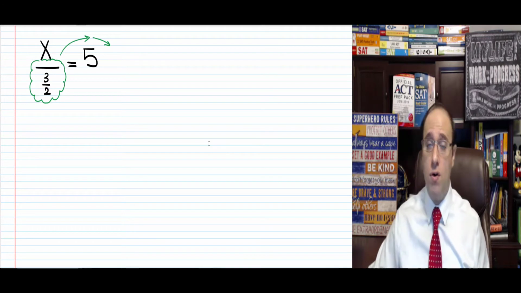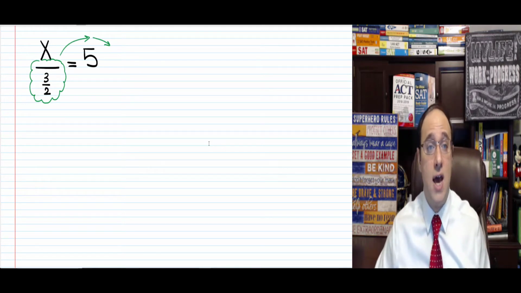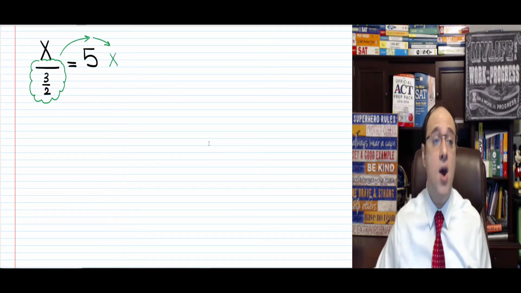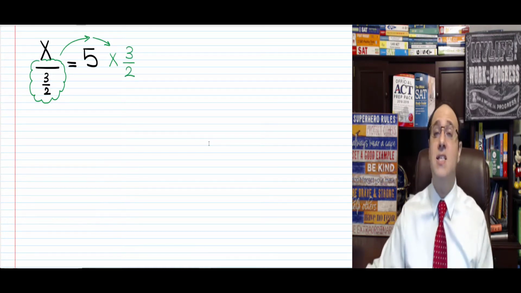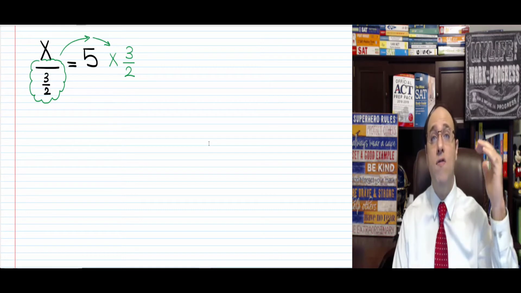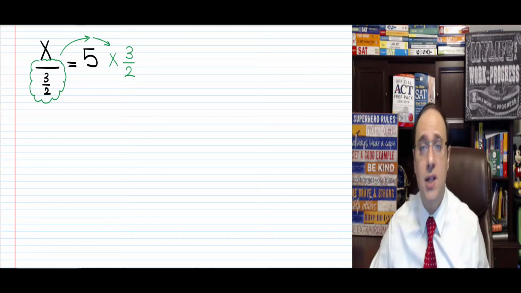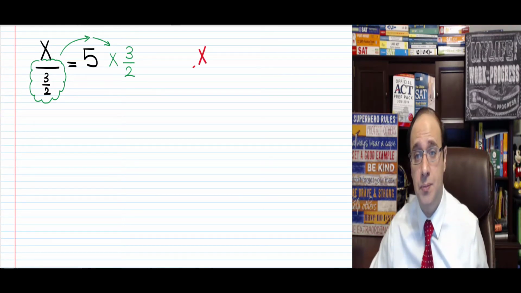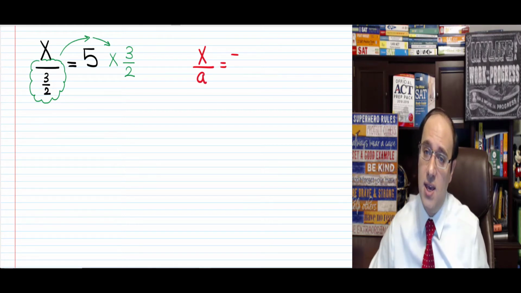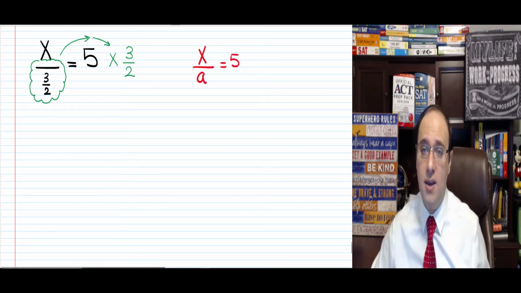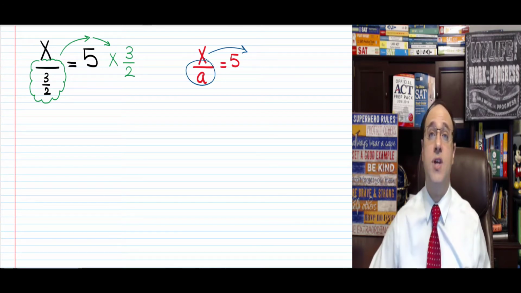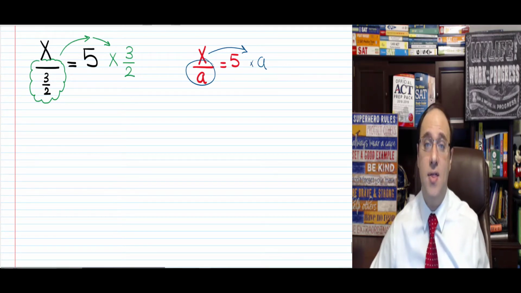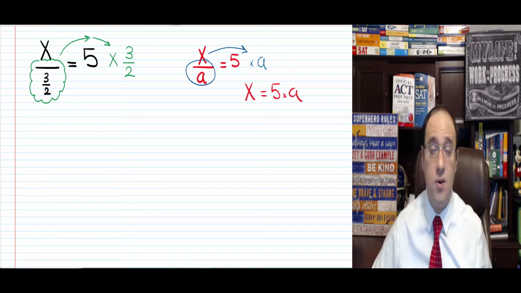We're going to move it to the other side. Instead of over, which is divided, we will change that into times. What about the 3 over 2? We just put it the way it is because it's something. It's like saying x over a equals 5. Let's say I have something like this. x over a equals 5. Over a means divided by a. We move that to the other side as times a. That means x equals 5 times a, right?